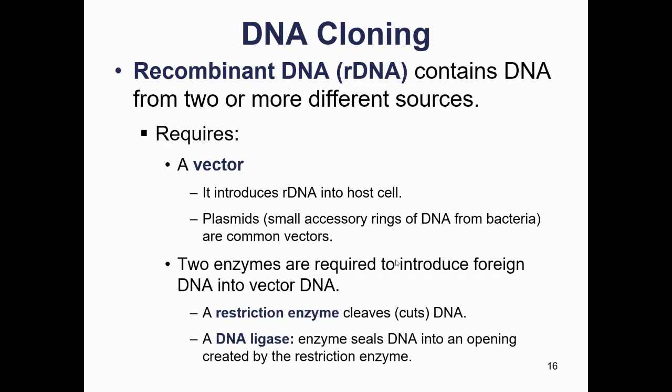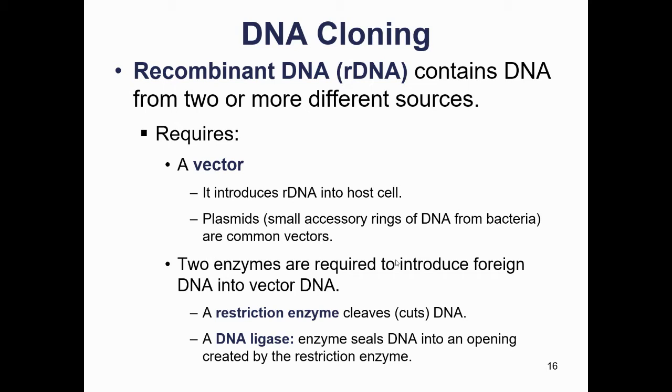So plasmids, which are small extra chromosomal DNA in bacteria, are really common vectors. They move from cell to cell. Bacteria can make copies of those plasmids and share them with other cells readily. Bacteria have the ability to do that, and so they're kind of ready-made to help with this process. So we use plasmids often as the vector.